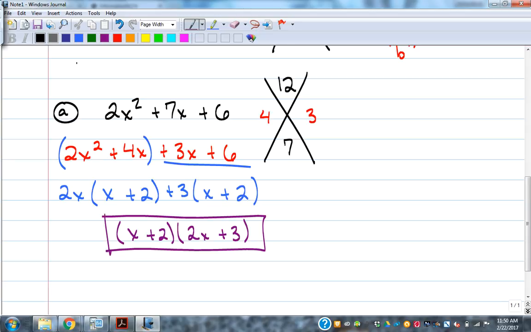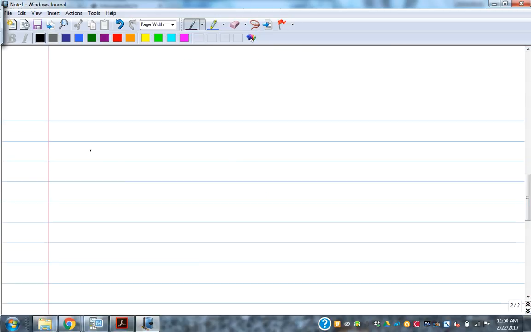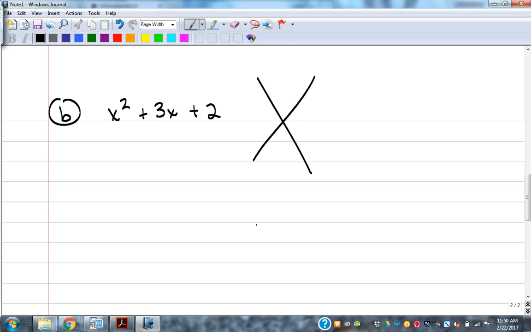Let's look at another one. X squared plus 3x plus 2. Is there a GCF? No, not anything that goes into all three of them. There's three terms, so I'm going to go to the X method. What's in front? 1. So it's 1 times 2 is 2. That goes in the top.